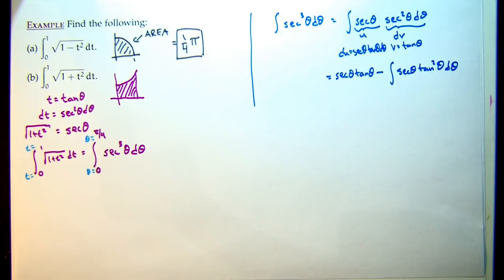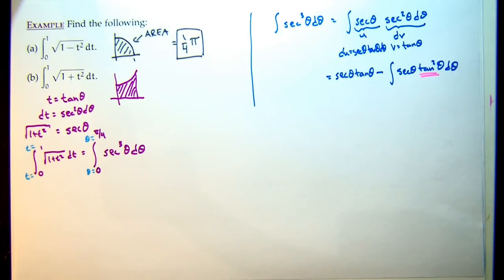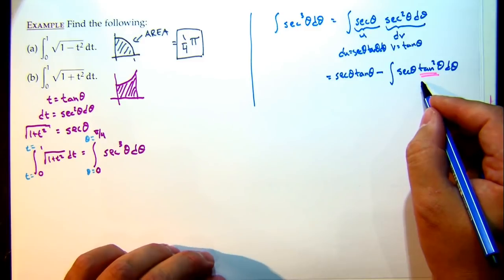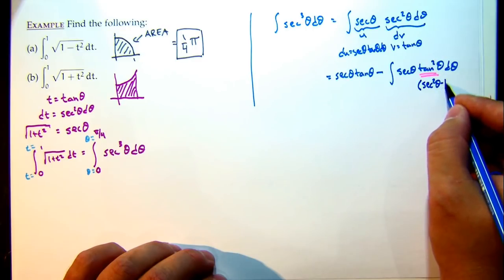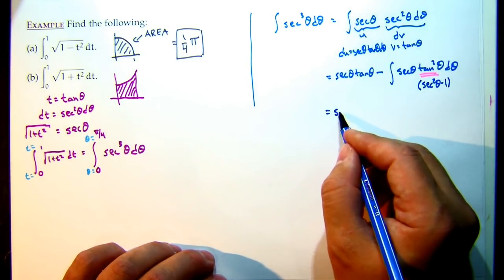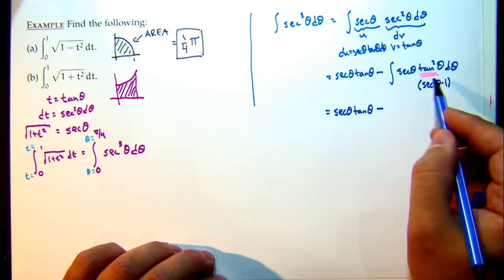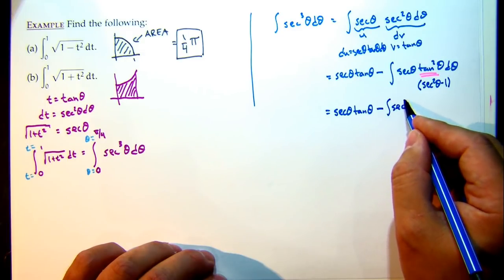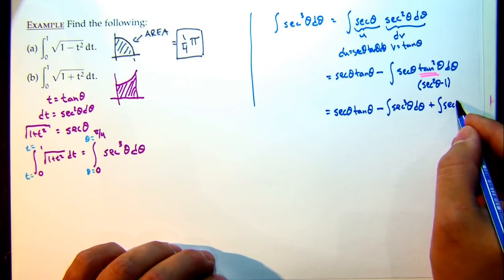Well, how do we integrate secant theta times tangent squared? The answer is we don't integrate secant theta times tangent squared. What we do is we use trigonometry. And in particular, we say, hey, let's think about ways I can handle this tangent squared. In this case, I can replace it because I know that tangent squared happens to be secant squared minus 1. So this becomes secant theta tangent theta, minus, and if I multiply this in, I get the integral of secant cubed theta d theta, and plus the integral of secant theta d theta.